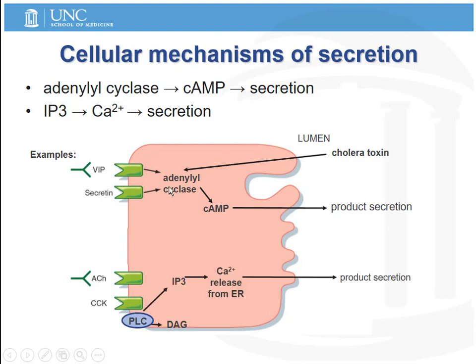Other secretory agents act through this IP3 mechanism. So receptor binding activates phospholipase C, and activated phospholipase frees diacylglycerol and IP3 from the membrane phospholipid PIP2. IP3 causes the release of calcium from intracellular stores in the endoplasmic reticulum, resulting in an increase in intracellular calcium concentration. And that rise in intracellular calcium causes activation of protein kinase C and protein phosphorylation, ultimately resulting in product secretion. A couple of agents acting through this mechanism include acetylcholine and cholecystokinin.